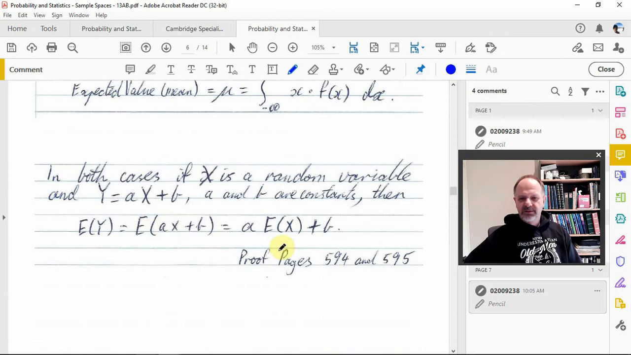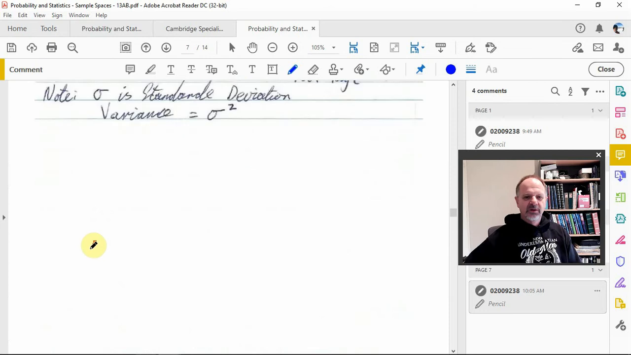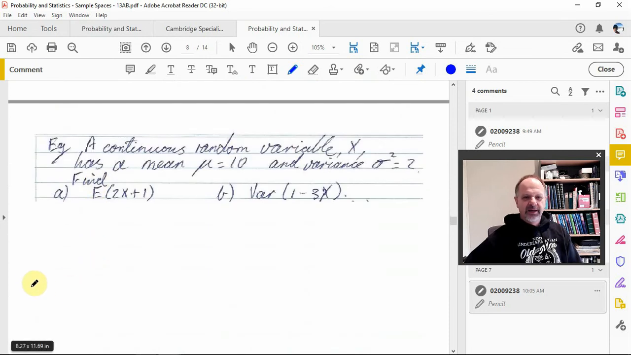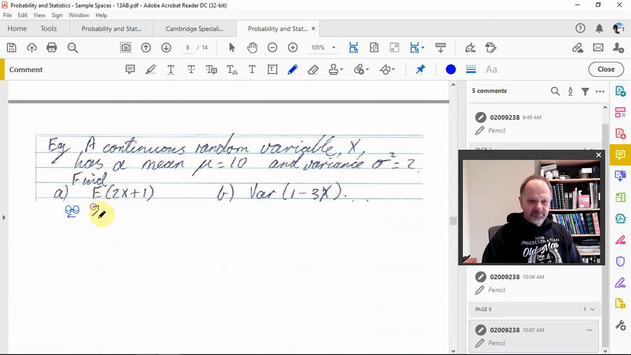2x minus 1. So there we are. There it is there. Plus 1. Scroll back down. Hope you don't get a headache. So that's the same as twice the expectation value of x plus 1, which is twice times 10 plus 1, which is 21.